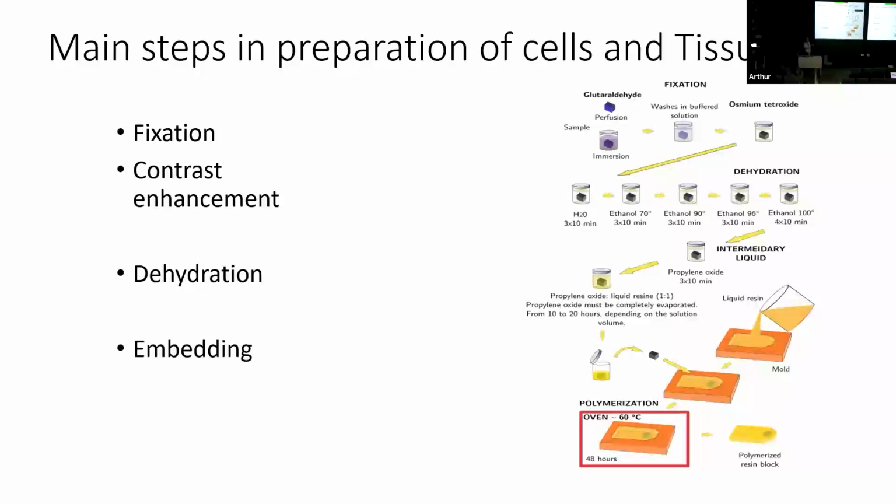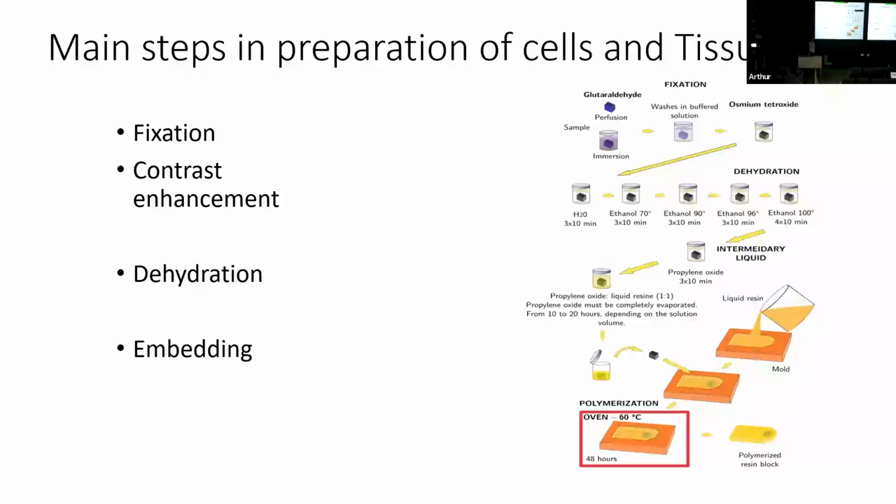Then we're going to go into propylene oxide, which is a nice carrier solution for our liquid plastic or liquid resins. And then multiple changes of 100% resin, so that full, complete resin has now replaced all the water. So we replace the water with ethanol, ethanol with propylene oxide, with resin. Now we put the resin into a mold, we put our tissue into that mold, polymerize it at 60 degrees, and we have a very, very hard block.